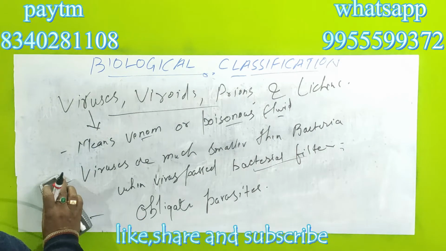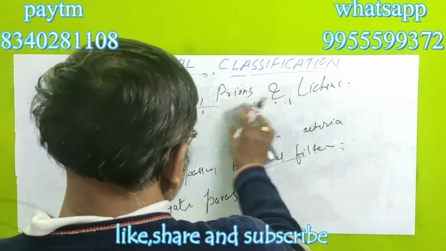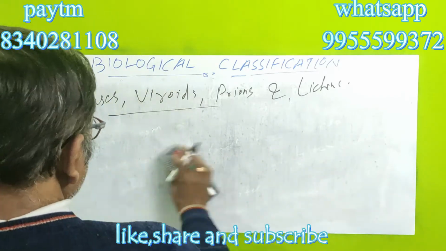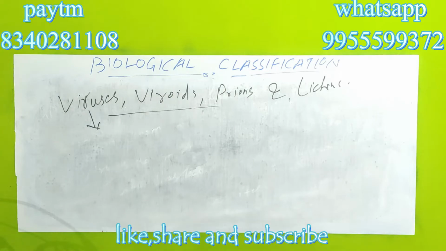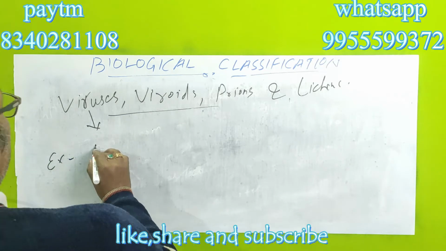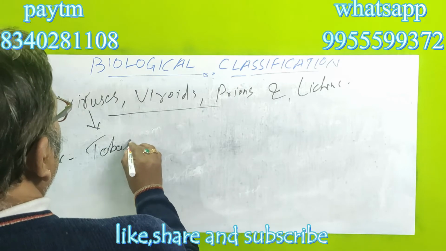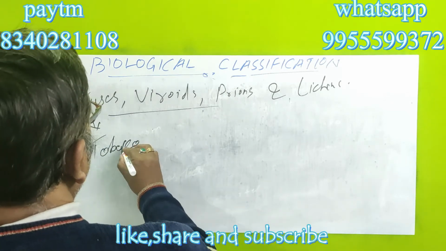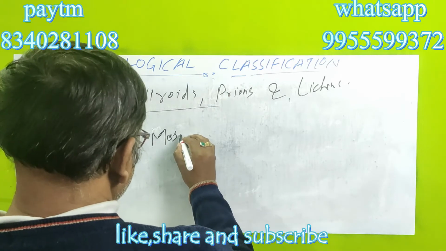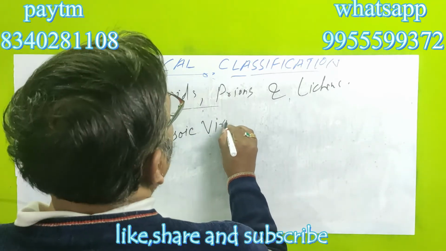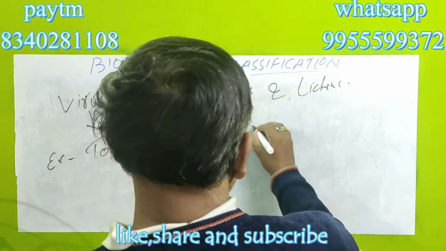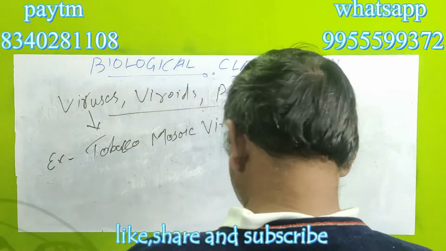Some viruses which we'll discuss, such as tobacco mosaic virus (TMV), which is usually found in tobacco plants, and its fluid affects the plant. Why is it named mosaic? Because it looks like the mosaic used in making of floors and all that. So it is tobacco mosaic virus (TMV).